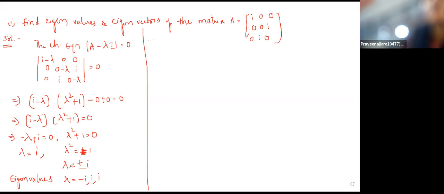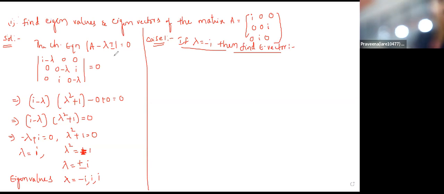Okay, next. Here, how many eigenvalues are there, ma? 3 eigenvalues. For 3 eigenvalues, I have to find 3 eigenvectors, right? Okay, write down. Case 1: if lambda is equal to minus I, then find the eigenvector.